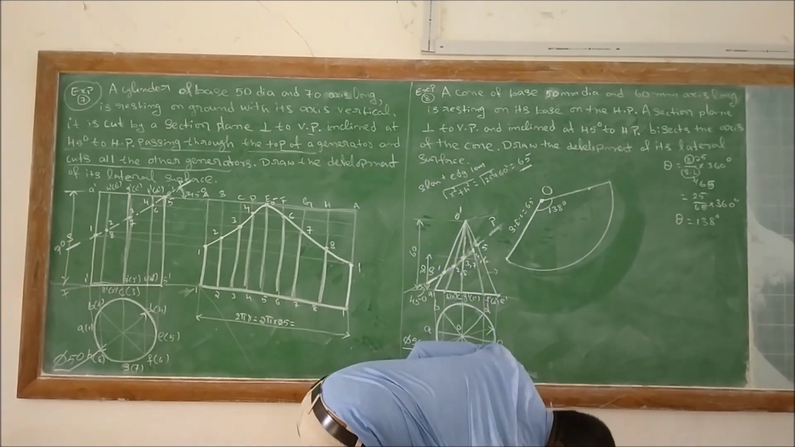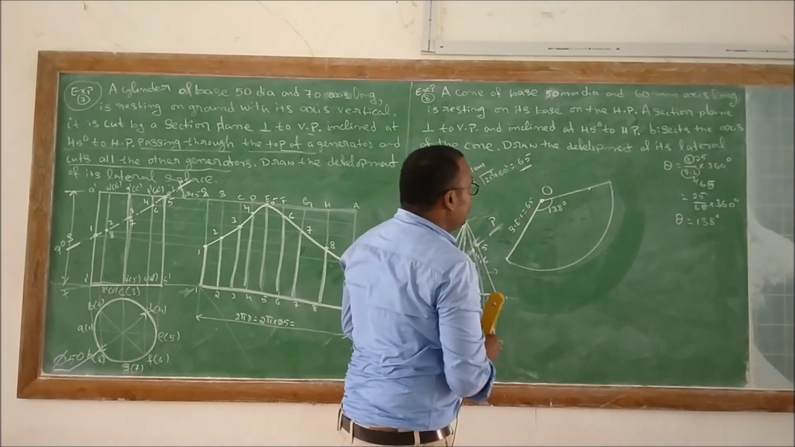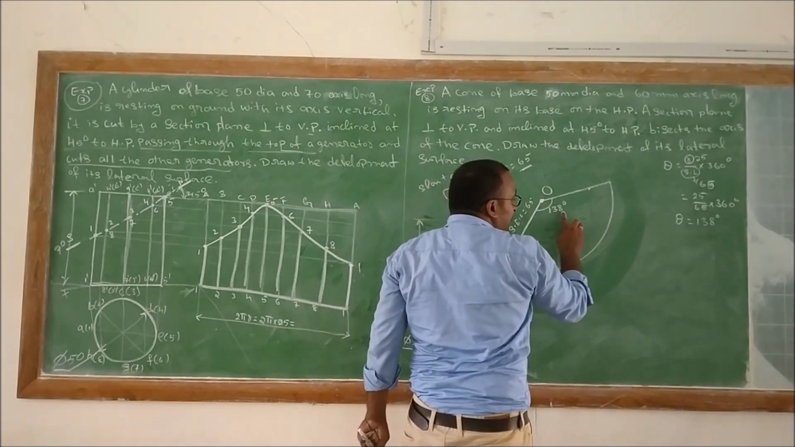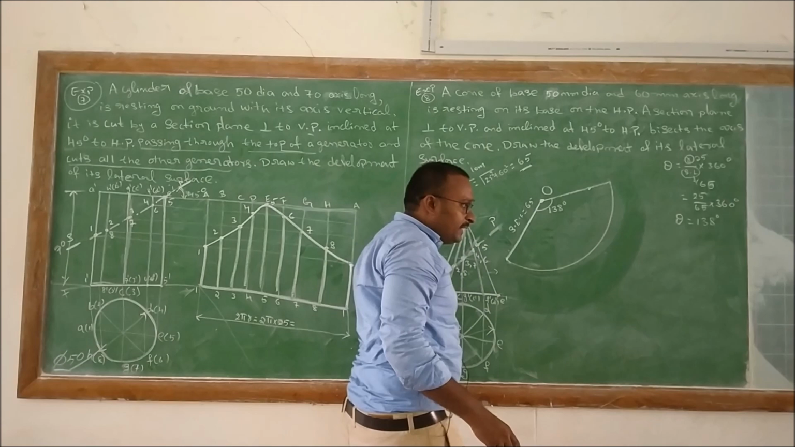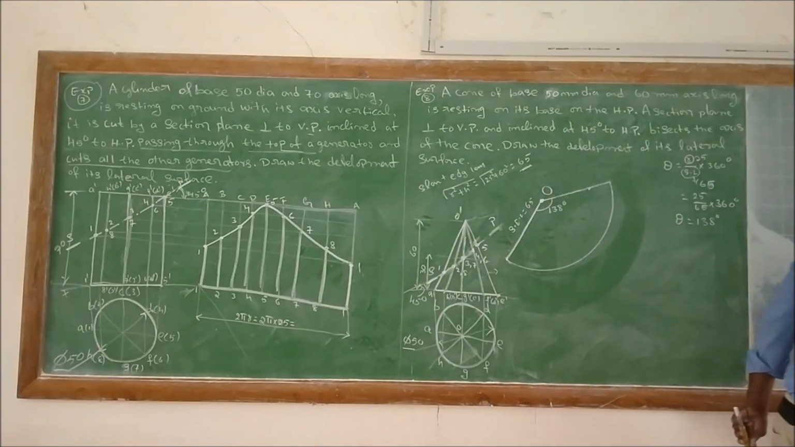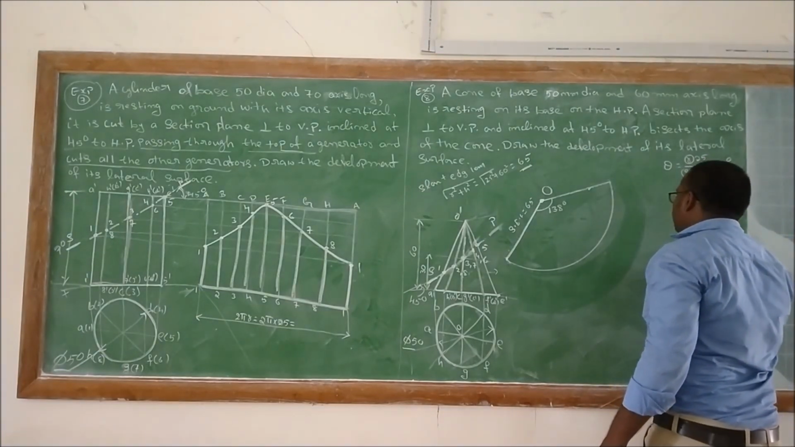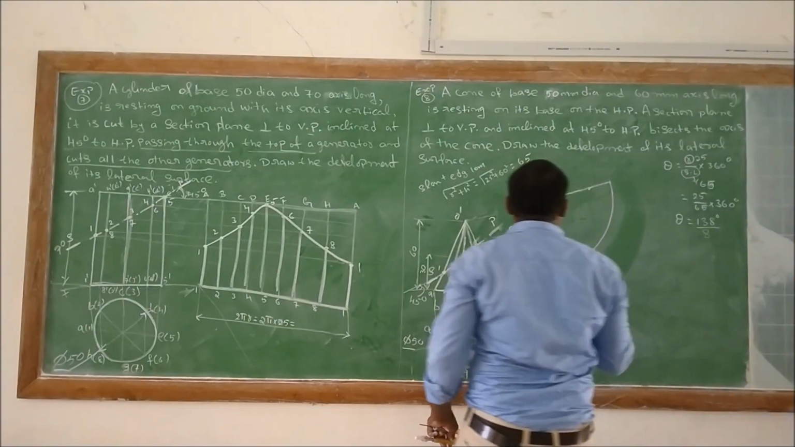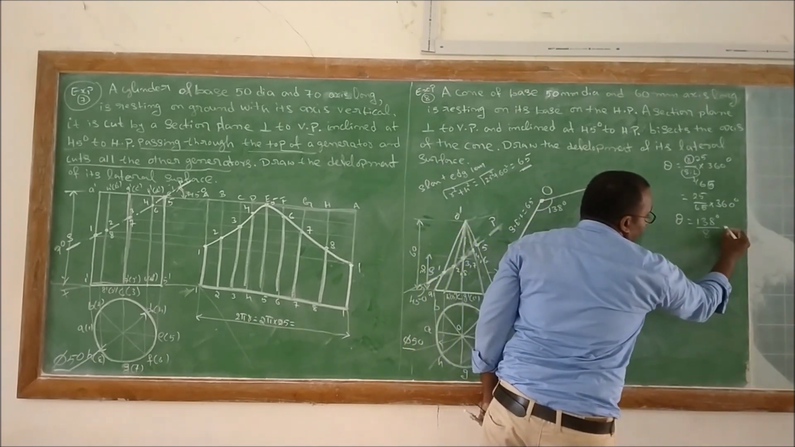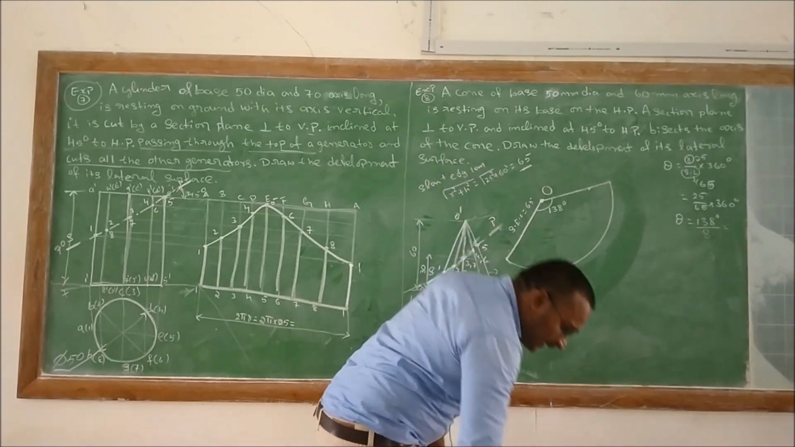Right, and then 138 degrees. Thereafter you need to divide this 138 degrees angle into 8 equal parts. Right? 138 divided by 8 equal parts. So whatever the angle that you get over here, then mark that particular angle.